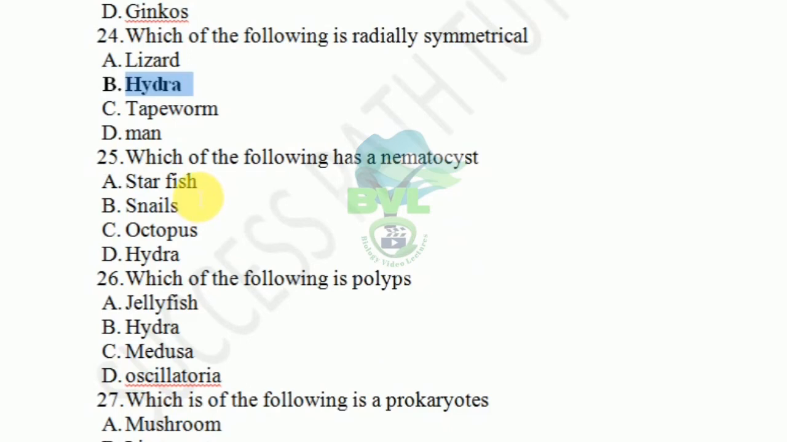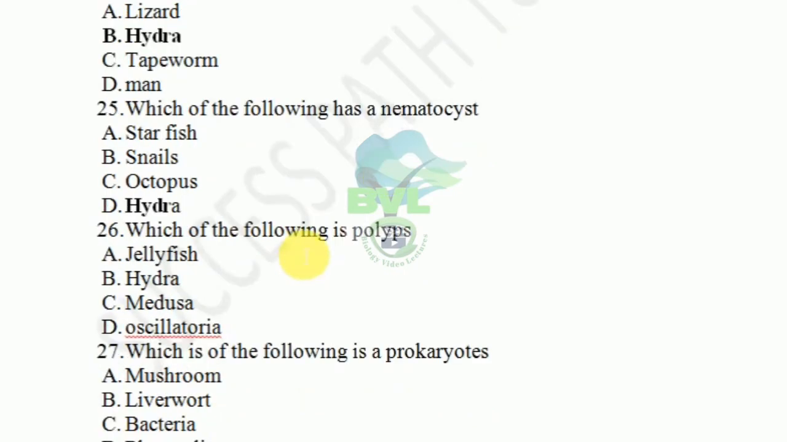Which of the following has a nematocyst? That's Hydra. It is used as a protective organelle in it. That's what it uses to protect itself from predators and also to kill its prey, because this nematocyst is used to sting. So what it stings is the prey. The prey becomes paralyzed, then it holds on to it.